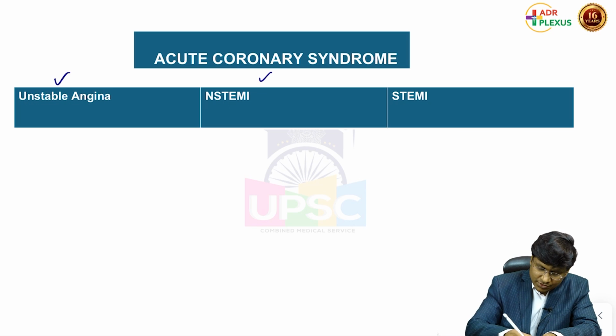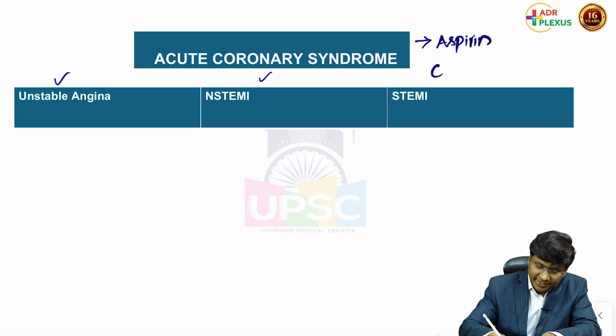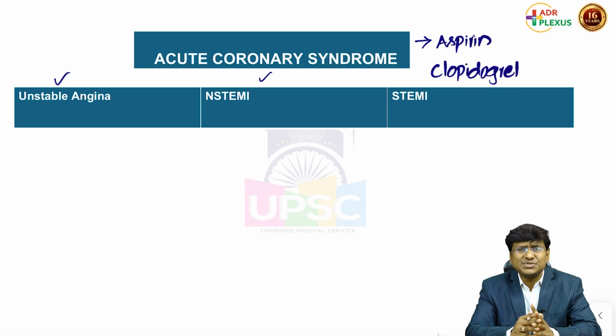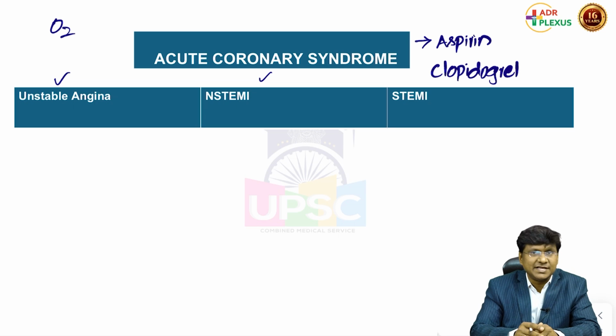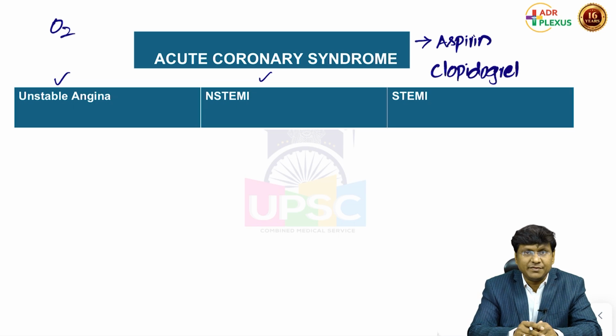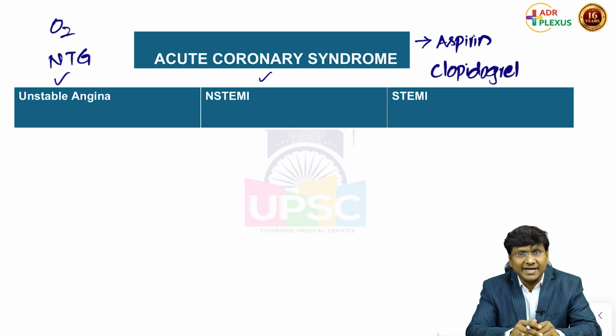The first line treatment in these patients with acute coronary syndrome is aspirin. And all these patients will require dual antiplatelet therapy, so they will also require clopidogrel. These two are the antiplatelets, and they prevent further clot formation. Because there is ischemia as well as infarction, oxygen therapy is very important, followed by nitroglycerin, that is NTG.